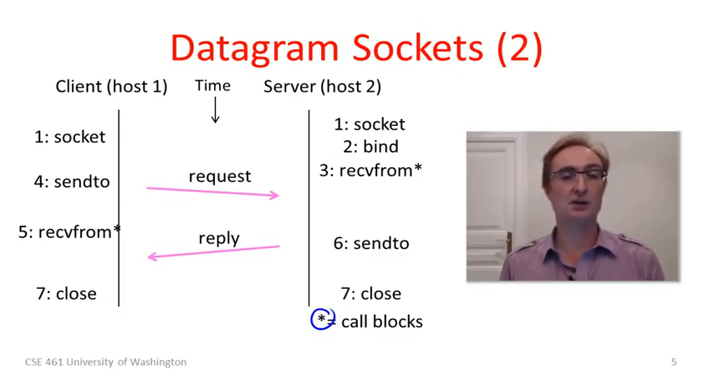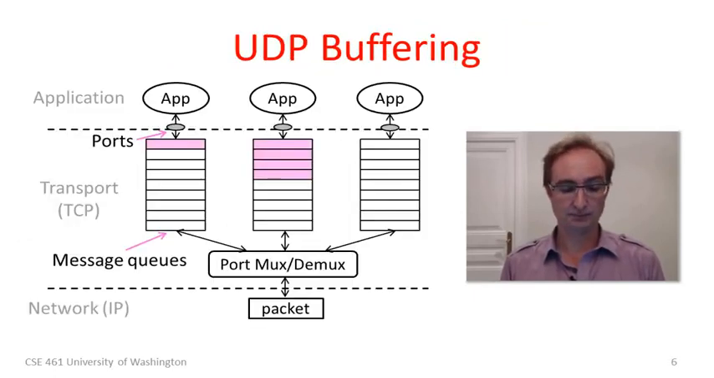No connections and slightly different forms of receive and send. We can also look at what's going on at the host while we make all of these calls. This picture here shows the buffering that happens inside the transport layer. We have the application layer at top, so this is all of the app processes which are running. They use the sockets and ports to interface to the transport layer.